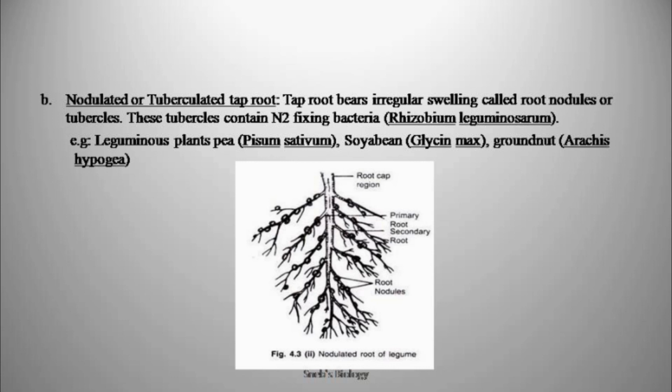Nodulated or tuberculated taproot. Leguminous plants, for example, pea, gram, groundnut, soybean, etc., bear small nodule-like swellings. These swellings are called root nodules or tubercles that contain nitrogen-fixing bacteria, that is Rhizobium leguminosarum. These bacteria fix nitrogen in anaerobic condition, that is in absence of oxygen.